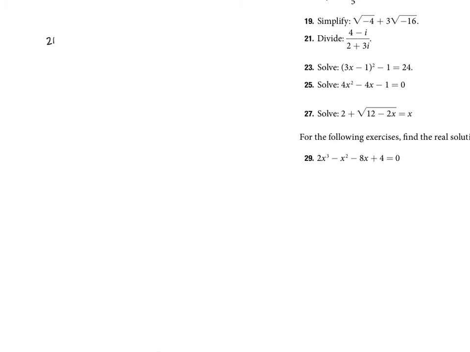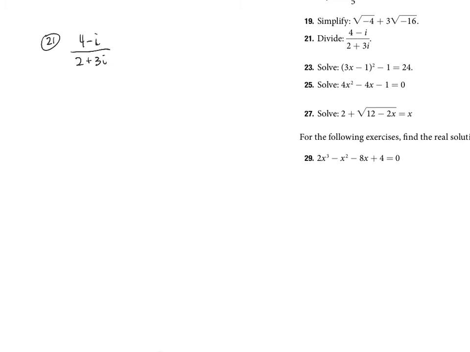Number 21, we're asked to divide. So 4 minus i over 2 plus 3i. Now this one is sometimes confusing to students because you hear divide and so you're trying to do some kind of division process, but what you're going to actually do is you're trying to get the i out of the denominator. So remember i is equal to the square root of negative 1. And we talked about before rationalizing the denominator, so we don't want square roots in the bottom, which means we don't want i's on the denominator or the bottom.